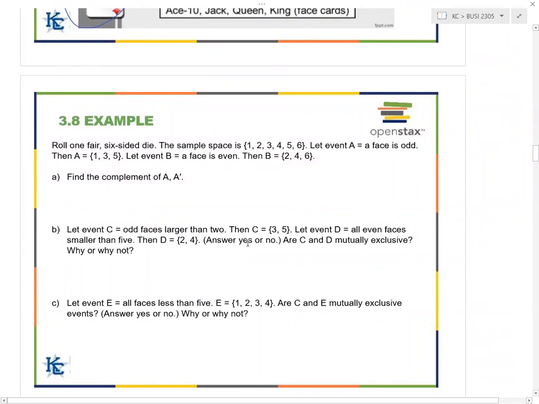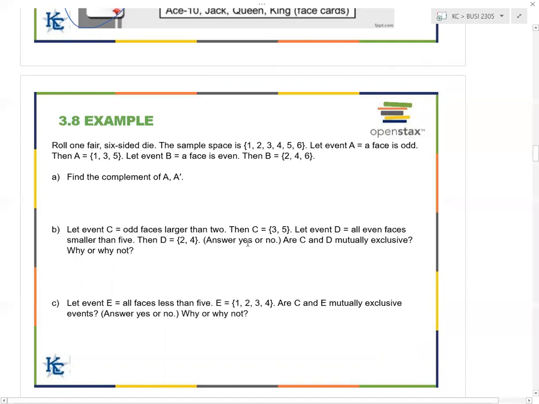Roll one fair six-sided die. The sample space is 1, 2, 3, 4, 5, 6. Let event A equal a face is odd. So then A is 1, 3, and 5. Let event B equal a face is even. Then B is 2, 4, and 6.